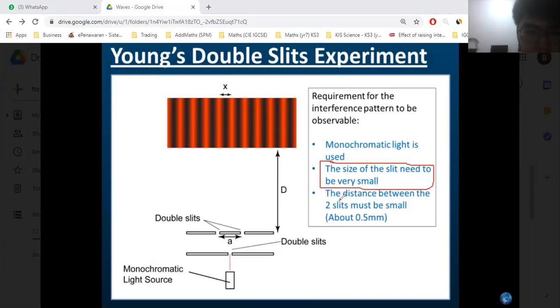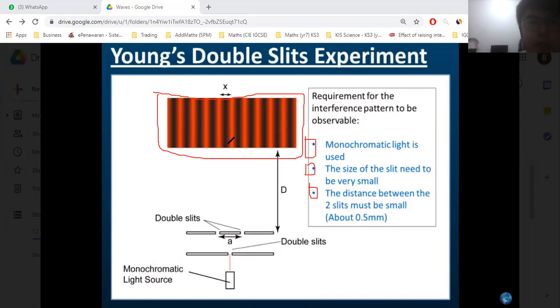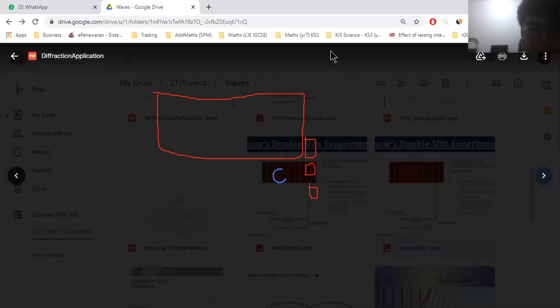Now the last one, the distance between the two slits must be small. 这个 a 也是很小的。 OK，你这样子看到好像很远呢，其实真正它很小的。 It's very small, very difficult to see. So you have to make sure all these three conditions are met, then only can you get a very nice picture of this.